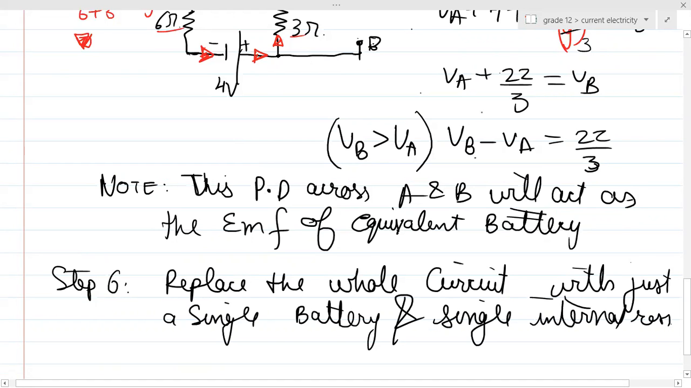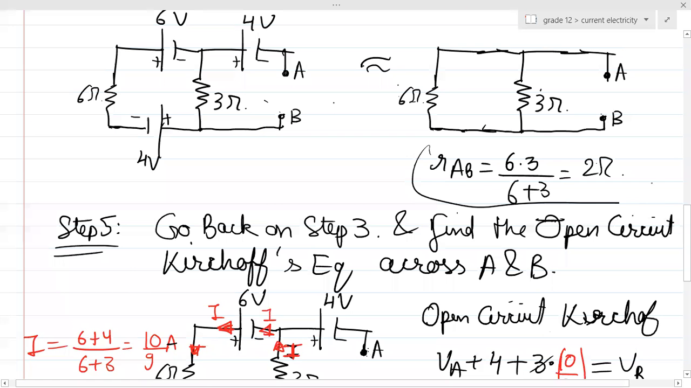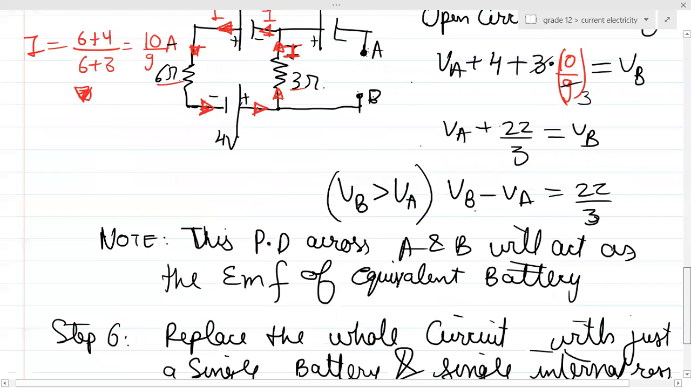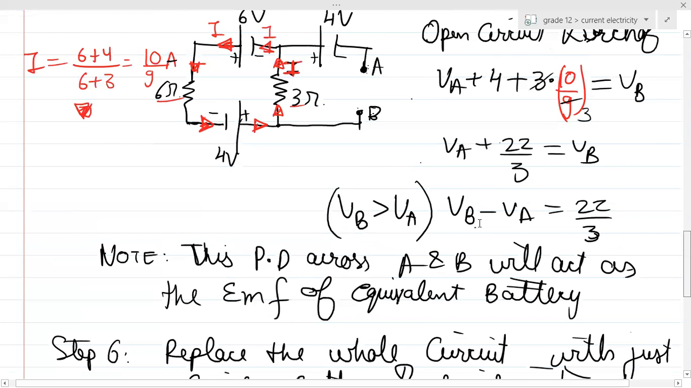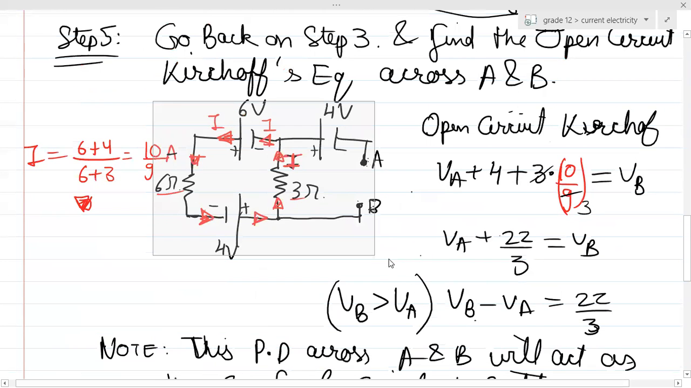So what are the important steps over here to calculate this open circuit Kirchhoff and this RAB thing? These are important, hai na? So what will you do? You will just say this whole circuit, Control C.